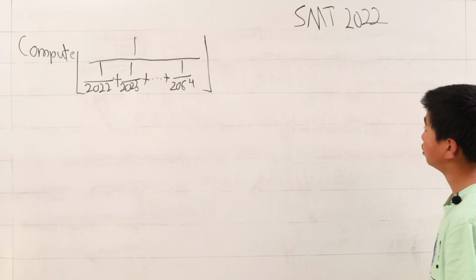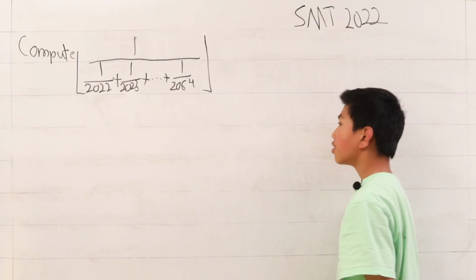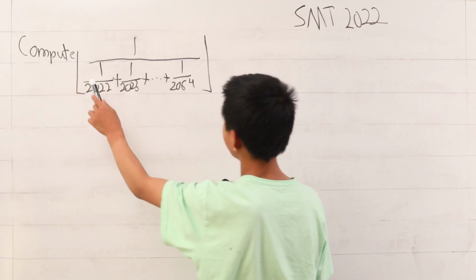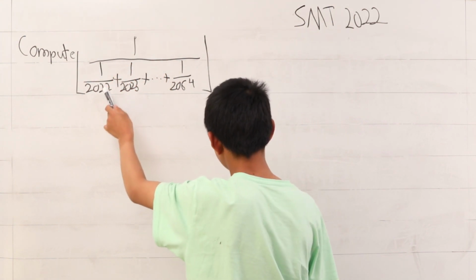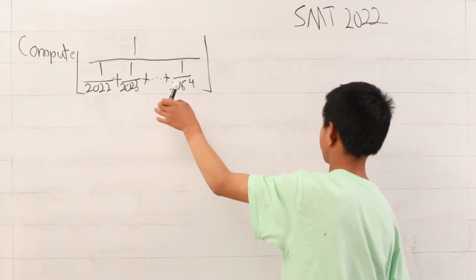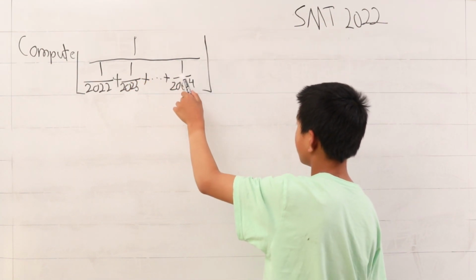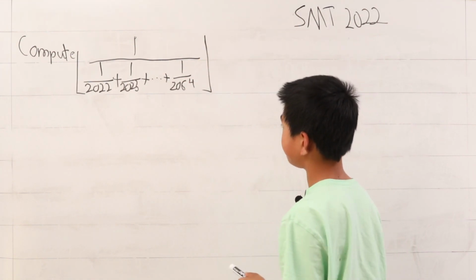Today, we have a problem from the SMT of 2022. They want us to compute the floor of 1 divided by 1 over 2022 plus 1 over 2023 plus all the fractions in between plus the last term, which is 1 over 2064.